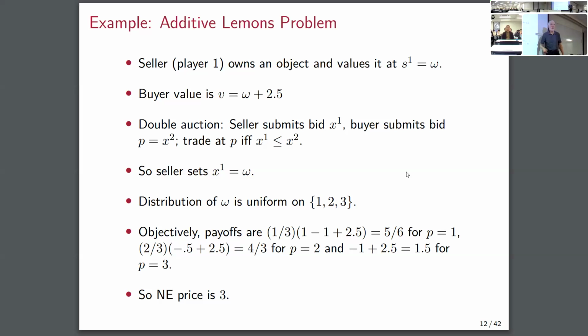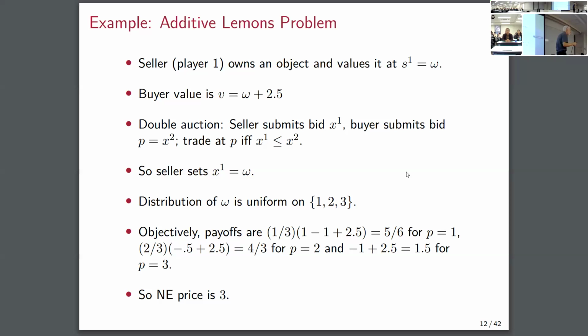If they bid price two, then they win if the seller's value is either one or two. They are paying a price of two, and they're getting a good that is sometimes worth 1 plus 2.5, which is 3.5, and sometimes 2 plus 2.5, which is 4.5. So the value is 4/3. And if they bid three, they always get the good.